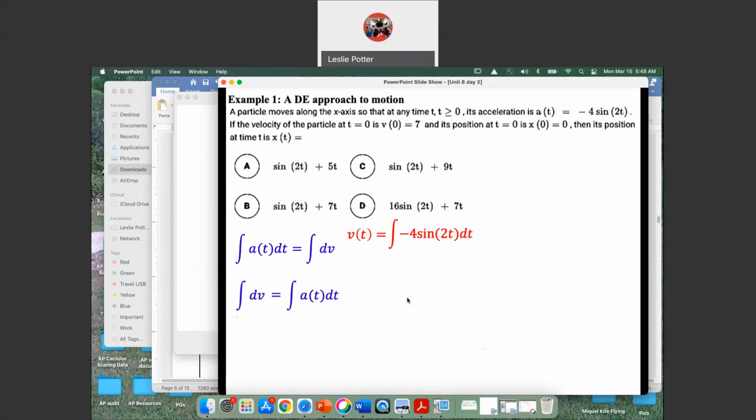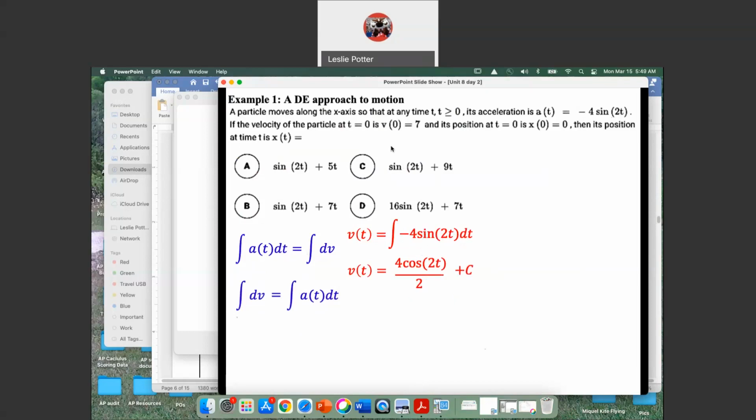Okay, so integrating this, we know we can pull the 4 out, and then the antiderivative of sine of 2t is minus cosine 2t, so the minus sign goes away, and then divided by 2, right? Divided by the derivative. This is a place where they're sneaking in that reversal of the chain rule, or u sub, if you want to call it, and then we have our plus c on the end.